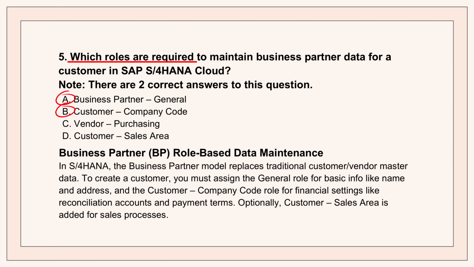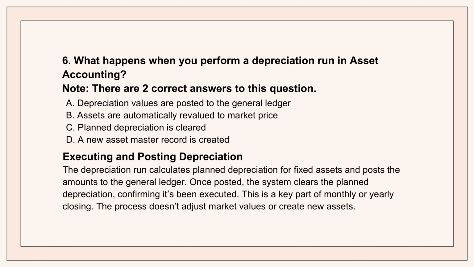It's about separating that core identity from the company-specific financial relationship. Makes sense. Good data governance. Okay, now let's look at depreciation.